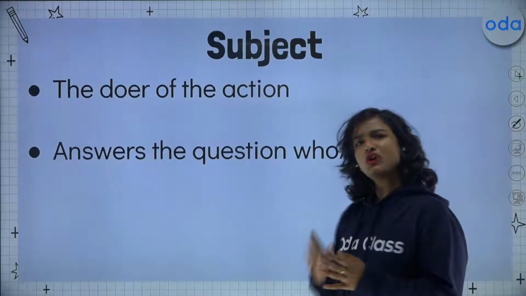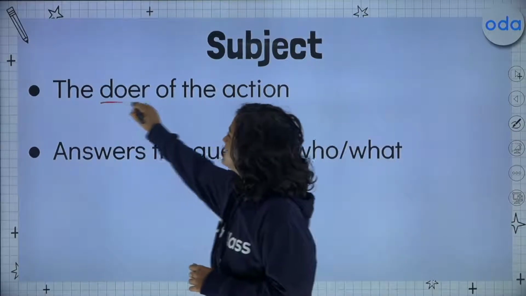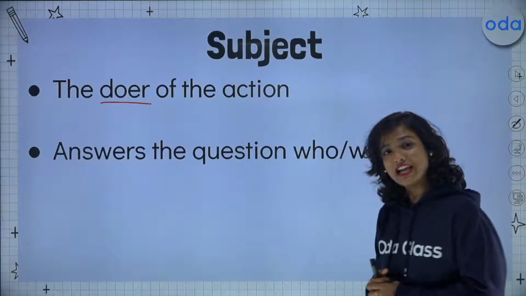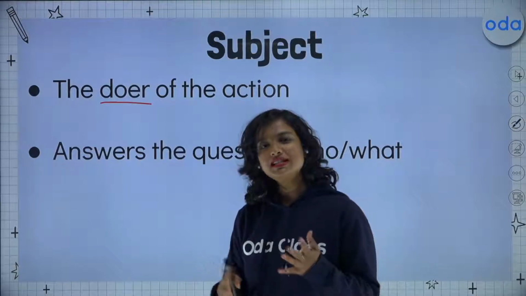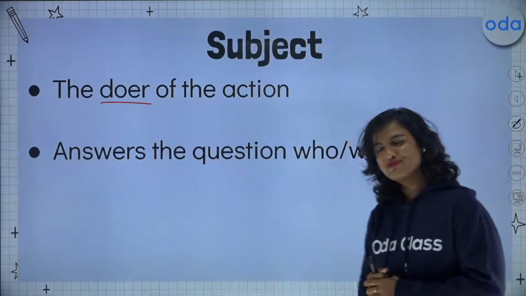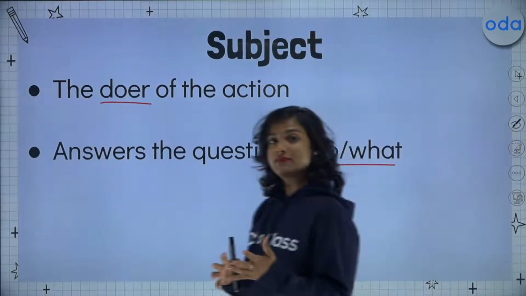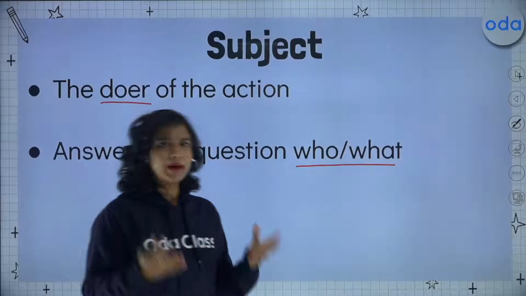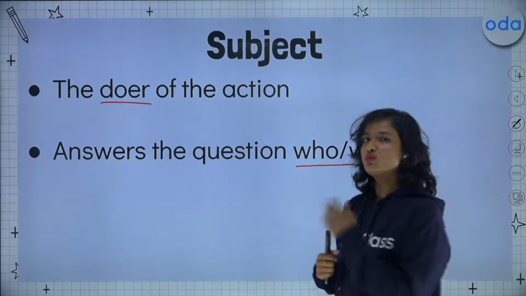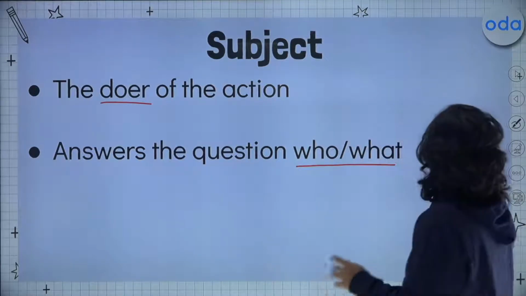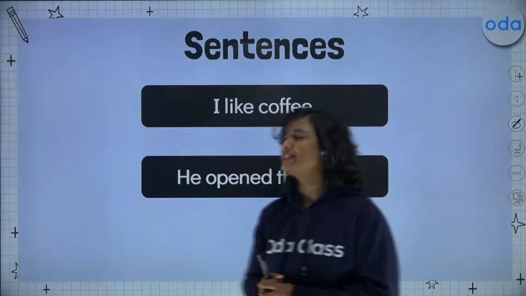Starting off with one of the most obvious ones, which is the subject of the sentence. So the subject of the sentence is the doer of the action. So whatever action is being performed in the sentence, the subject is the one that is performing this action. So the subject usually answers the question who or what. Now, because this sentence is about the subject, right, which is why the question being answered is who or what is performing this action. So let's take our previous examples and try to figure out the subject in these sentences.